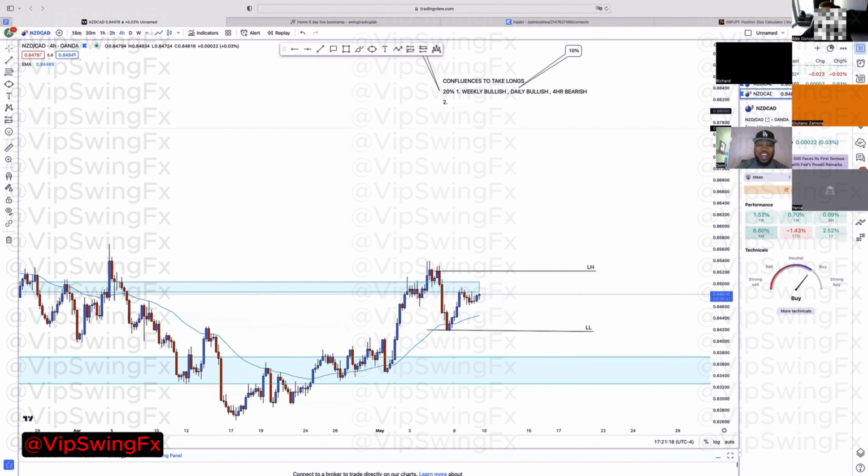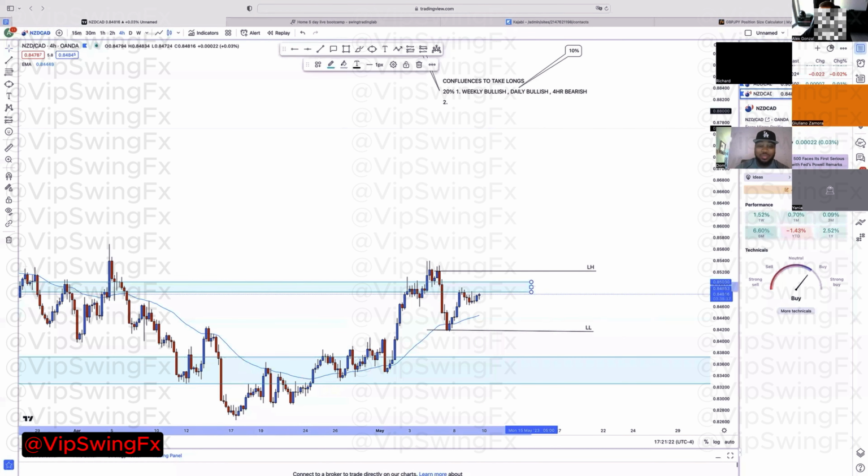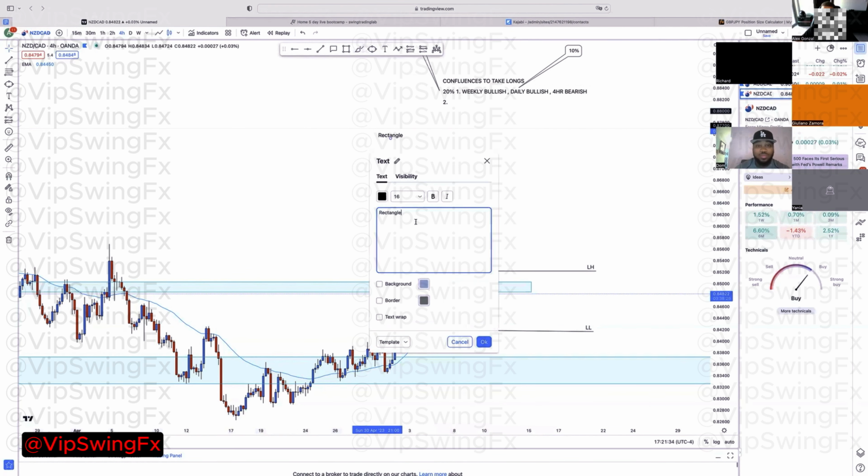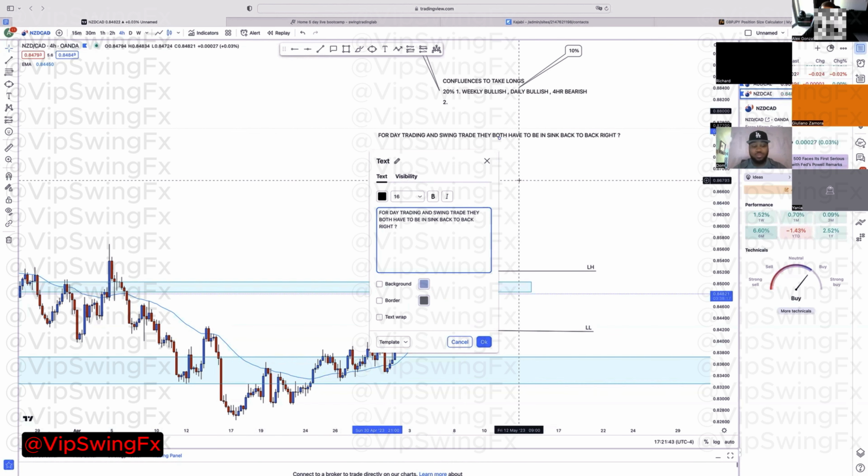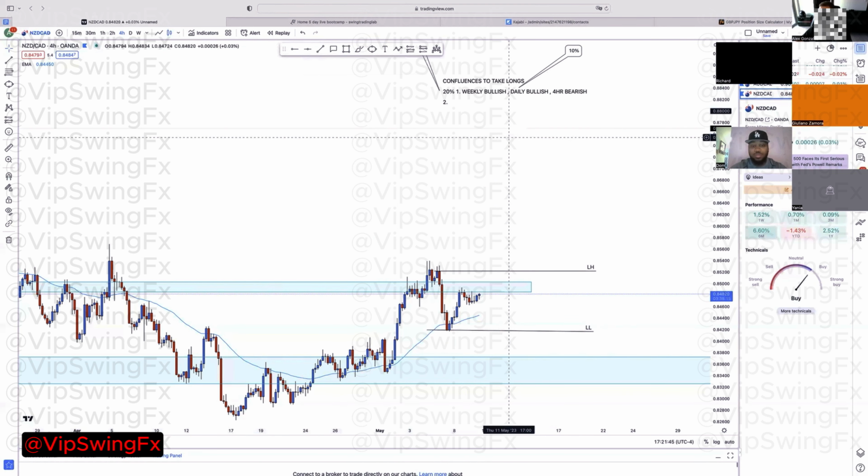What do your rectangles show for you? These are my areas of interest, but this is exactly what we're going to touch on tomorrow. For day trading and swing trading, they both have to be in sync back to back. Getting asked this, the answer is yes. It's what we covered at the beginning. Yes, they have to be in sync.